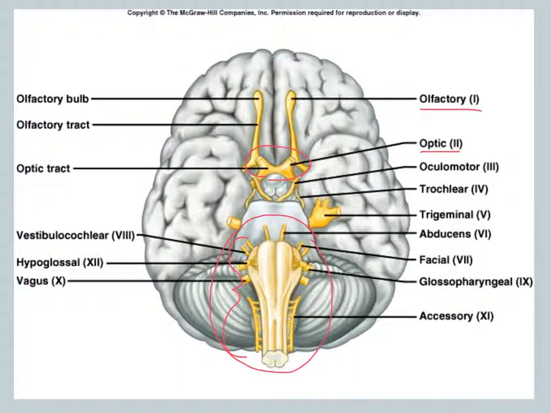Notice also that there are right and left hemisphere positions, that you have 2 of each of these nerves, one that is providing sensory and motor innervation to the right side of the body and the brain, and the other to the left side.